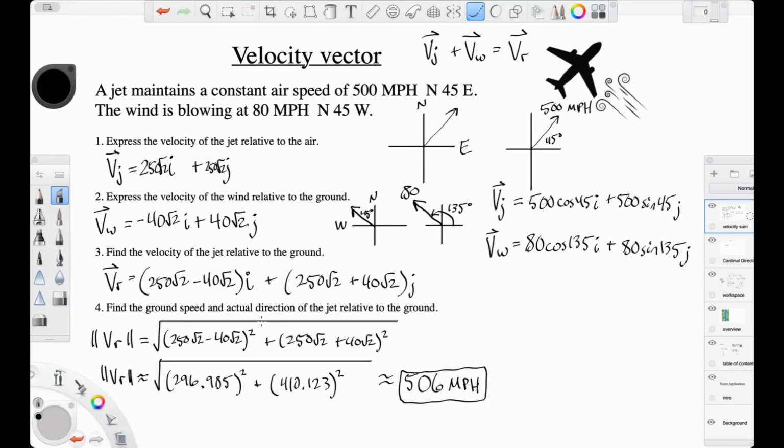So that's part of it. Now this other part says to find the actual direction of the jet relative to the ground. So to do this, I just want to sketch this vector. So I want to sketch this resultant vector.